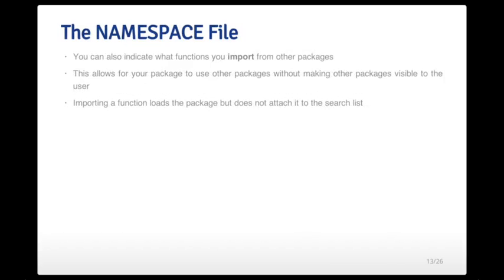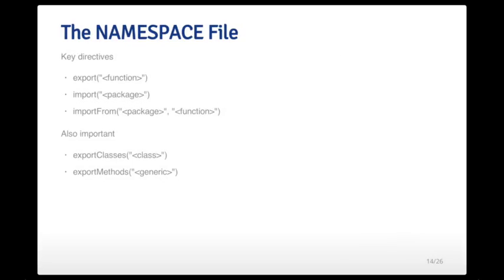The other thing that you can indicate besides exports is imports. You can import functions from other packages, and this allows your package to make use of other packages without making other packages visible to the user. Typically, if you load a package and it depends on a lot of other packages, you don't necessarily want all those other packages to be loaded into the search list for the user to see. This allows you to use the functionality of other packages without having to load every other package onto the search list. Importing a function loads the package namespace, but it doesn't attach it to the search list. A couple of key directives for the namespace file: export is for exporting a function, import is for importing a package, and importFrom is for importing a specific function from a package. This allows you to very specifically describe the dependencies and the public API for your package.